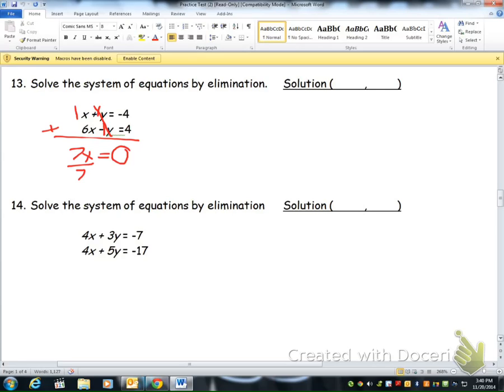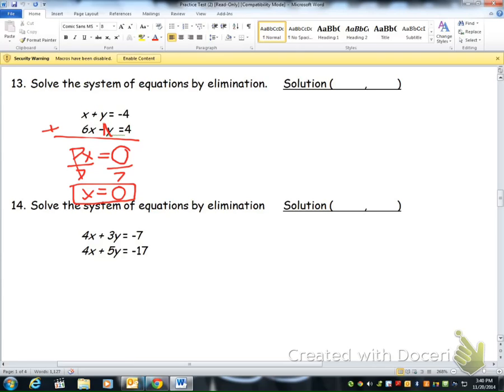From here, I divide by 7. Once again, you can divide 0 by 7. If you have 0 people, how many groups of size 7 can you make? Well, 0 of them. So 0 divided by 7 is 0. That's our x value. Then we can plug that into either equation.